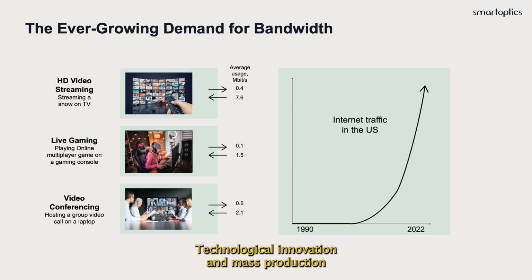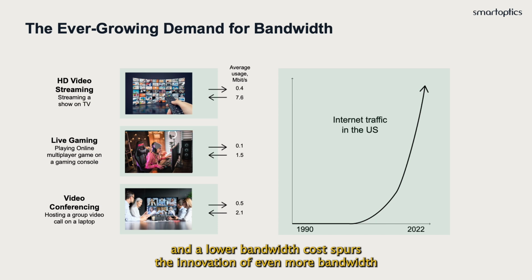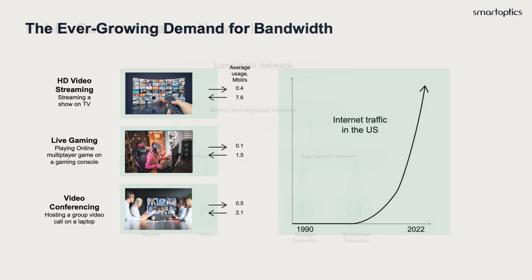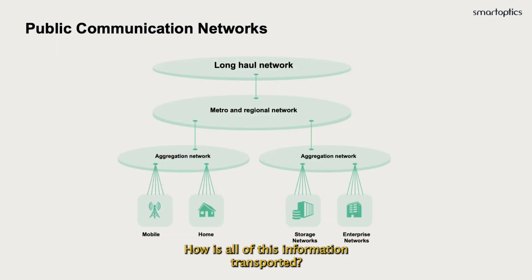Technological innovation and mass production have gradually reduced the cost of each transported bit, and a lower bandwidth cost spurs the innovation of even more bandwidth-hungry applications. The shift towards higher capacity communications networks is in a positive feedback loop, and it will continue to roll on for a long time. How is all of this information transported?